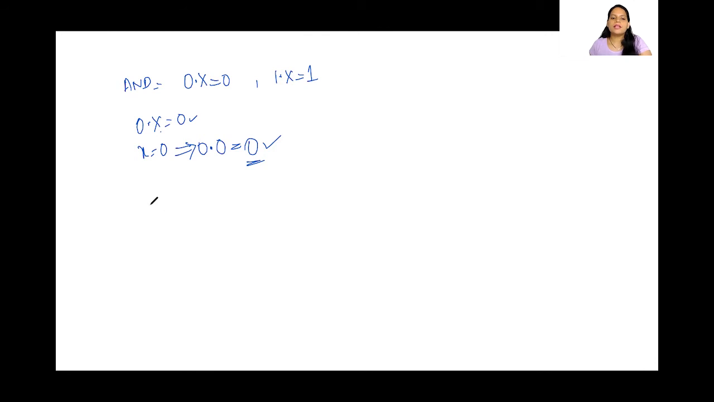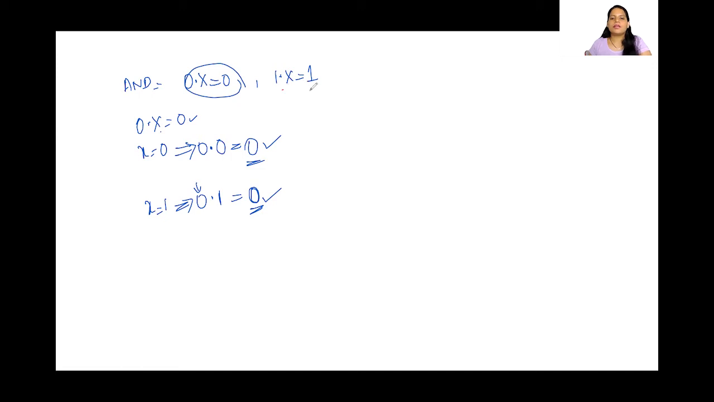Let me take x as 1. So, what happens now when I take x as 1? So, look at this, 0 into x. I am taking x as 1. Still, whenever we do AND operation of 0 and 1, what will we get? We will always get 0. If either one value is 0, and when we do AND operation, we will get output as 0. So, here also we are getting 0. Hence, this is proved. Clear?